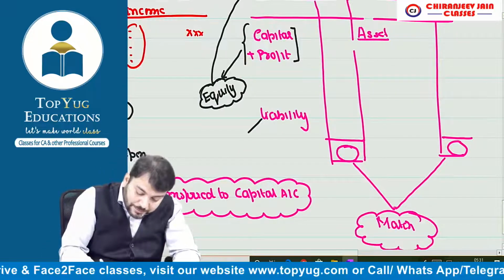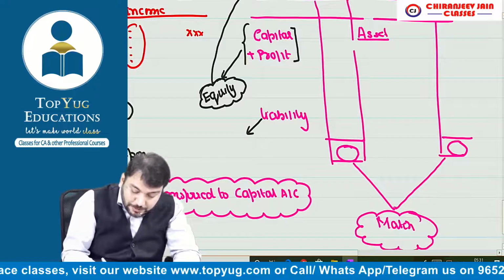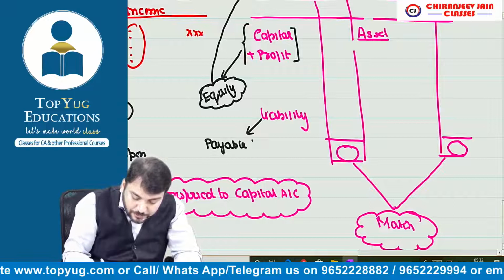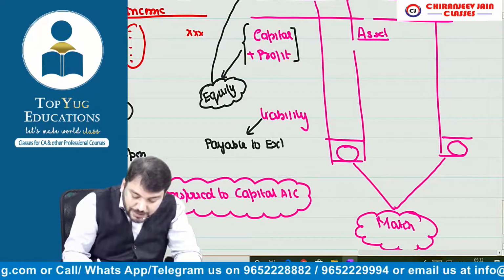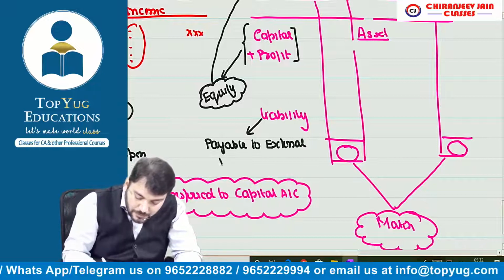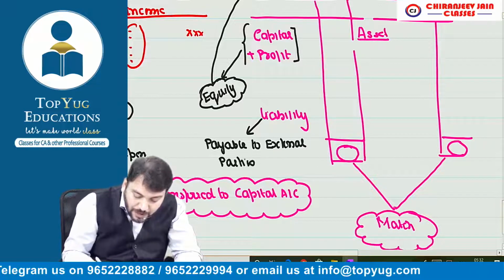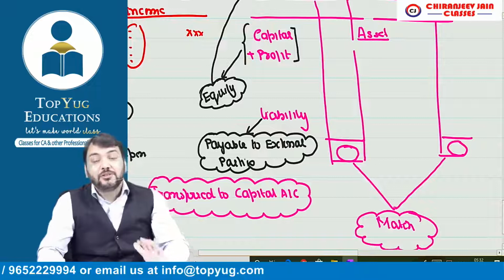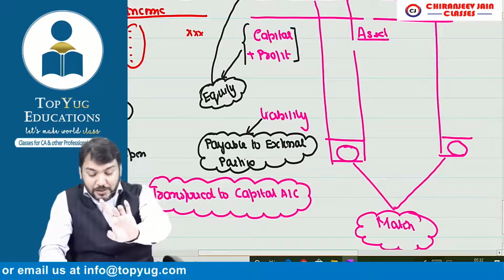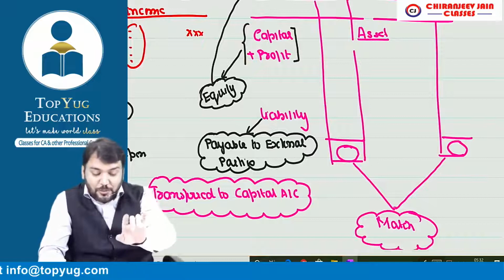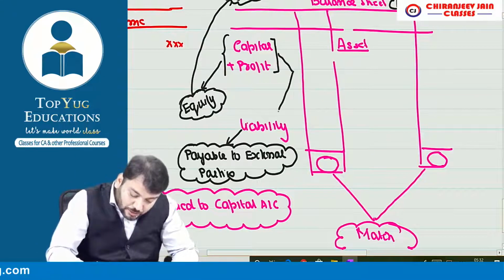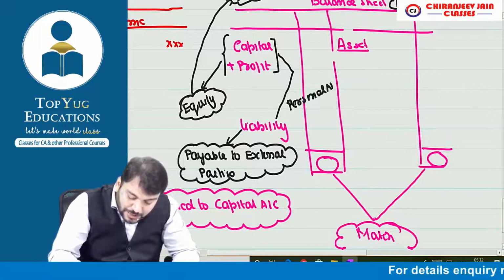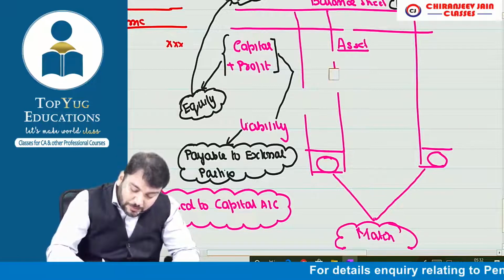Correct. Liability means what? Whatever amount payable to external parties. Any amount payable to an external person is liability. We will call it liability. And can I say these two will always be personal accounts. These two will always be personal accounts.